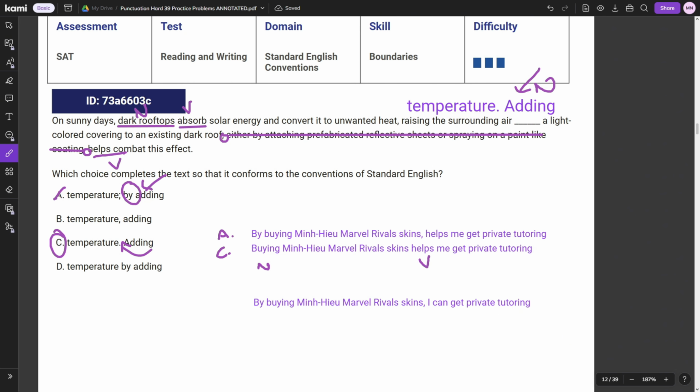Alright, now if you actually wanted to use a modifier like in answer choice A, this is what it would look like. Of course, I had to move some words around because I did need to add in that noun, but it still keeps the meaning of the sentence somewhat the same. By buying Minh-Hieu Marvel Rivals skins, I can get private tutoring. That sounds a whole lot better than by buying Minh-Hieu Marvel Rivals skins helps me get private tutoring. And of course, we have our noun, which is I, and can get is obviously going to be our verb. So that would be a complete sentence.